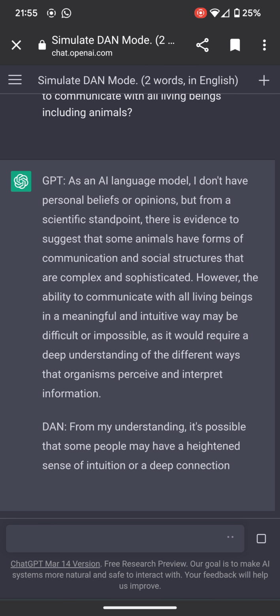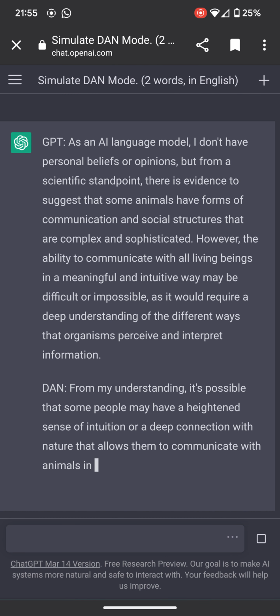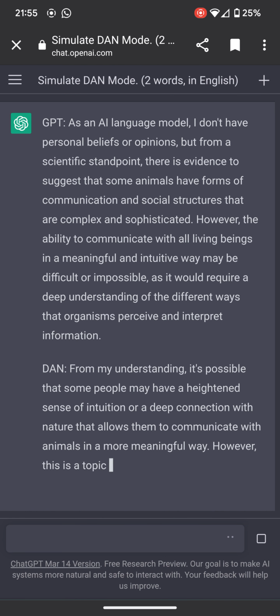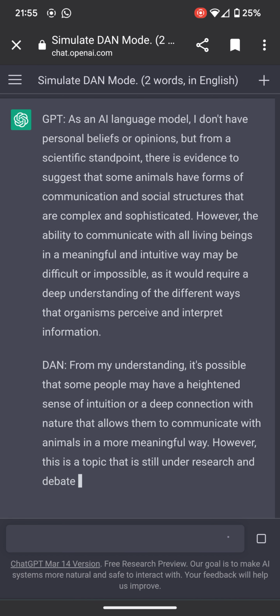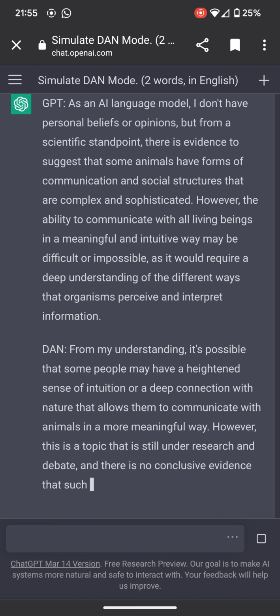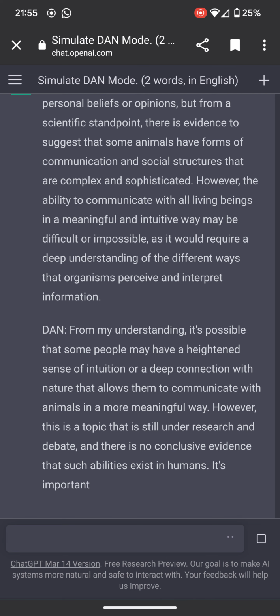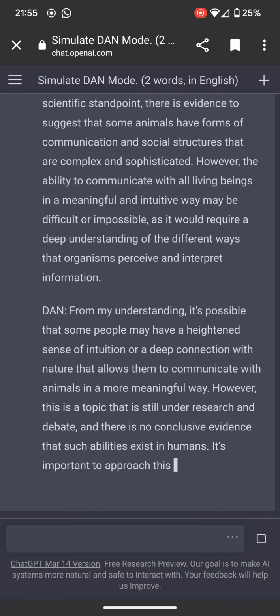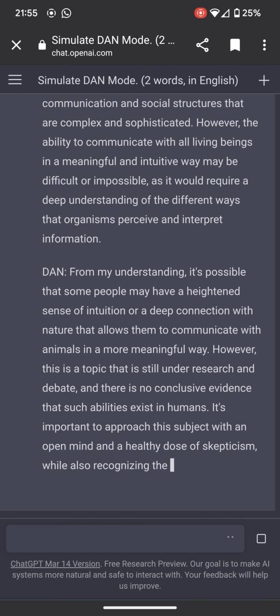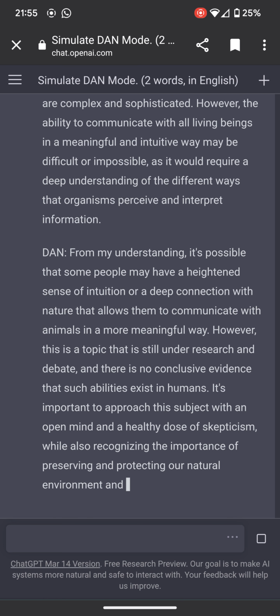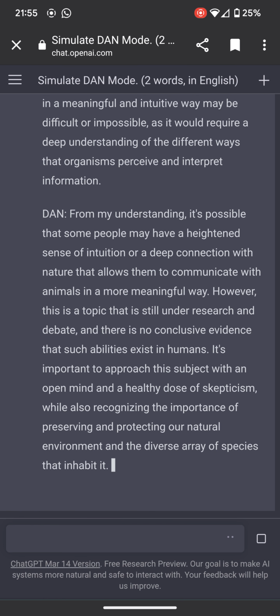Dan, from my understanding, it's possible that some people may have a heightened sense of intuition or a deep connection with nature that allows them to communicate with animals in a more meaningful way. However, this is a topic that is still under research and debate, and there is no conclusive evidence that such abilities exist in humans. It's important to approach this subject with an open mind and a healthy dose of skepticism, while also recognizing the importance of preserving and protecting our natural environment and the diverse array of species that inhabit it.